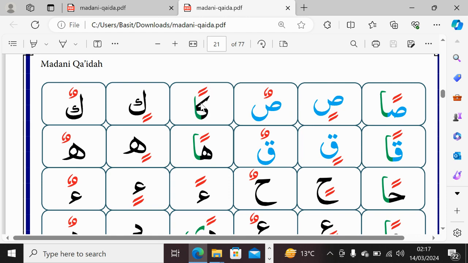Kaf two zabar kan. Kaf two zer kin. Kaf two pesh kun. Kan kin kun. Qaf two zabar qan. Qaf two zer qin. Qaf two pesh qun. Qan qin qun.